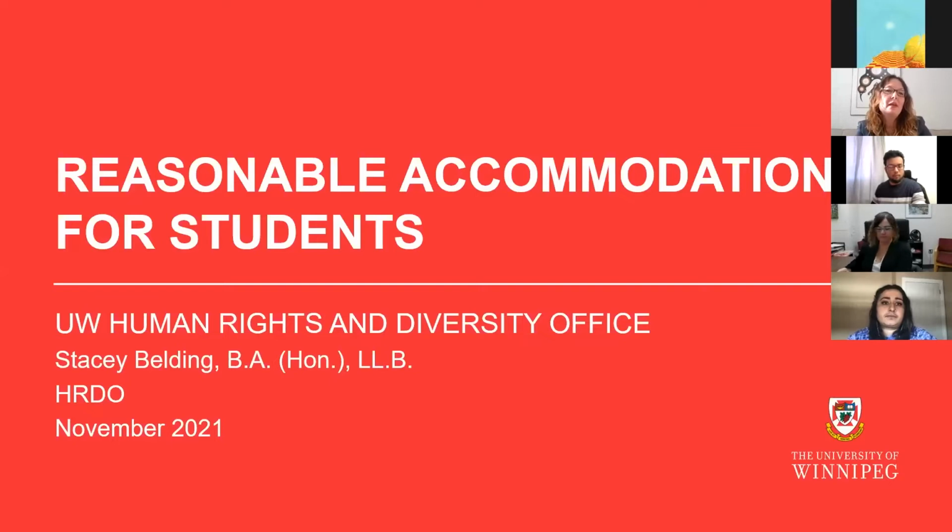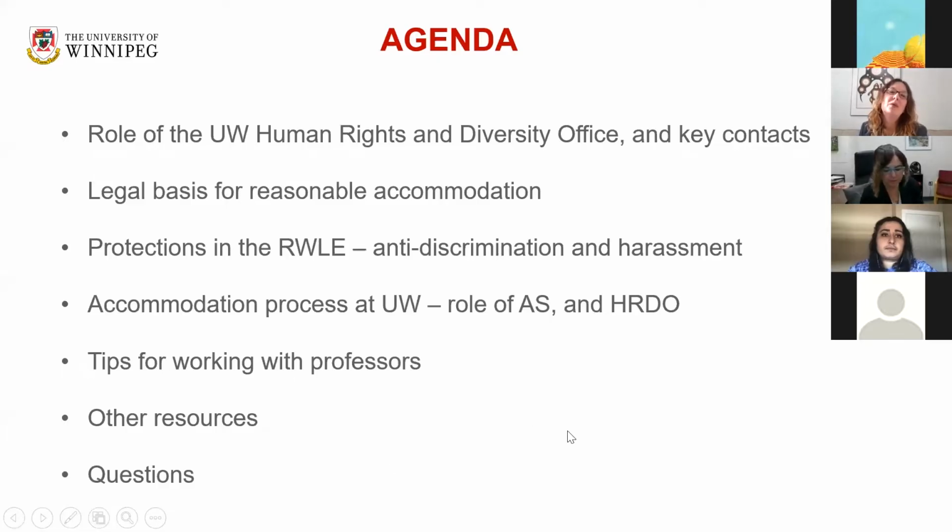And so in terms of an agenda today, I was going to talk a little bit about the role of the Human Rights and Diversity Office, as well as some key contacts in the office. I'll then briefly go through the legal basis for reasonable accommodation. I'll then detail the protections in the Respectful Working and Learning Environment policy, which is essentially an anti-discrimination and anti-harassment policy. I'll then talk a little bit about the accommodation process at the University of Winnipeg, so the role of accessibility services and the role of Human Rights and Diversity Office. And then I'll share some tips for working with professors and some other resources as well that you might find of interest. And then, of course, if time permits, happy to answer any question that folks have.